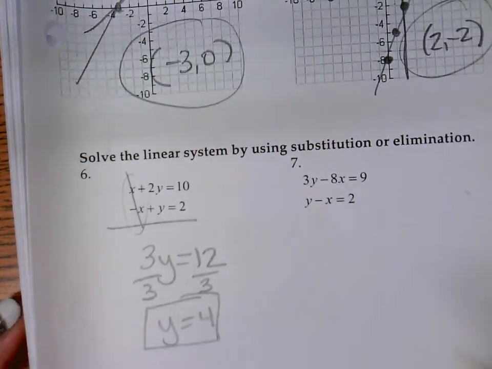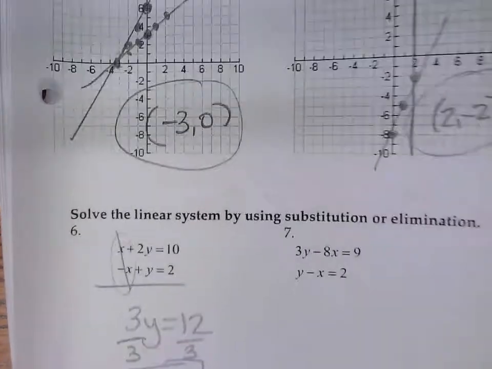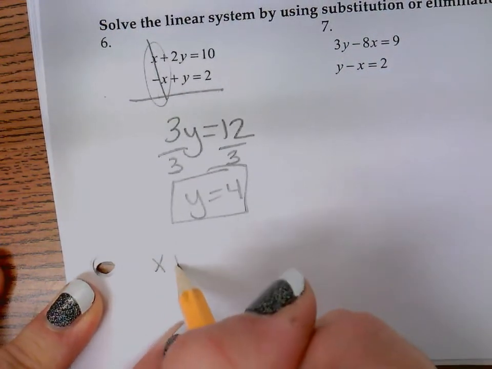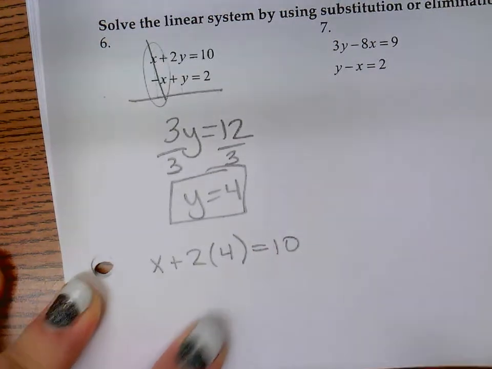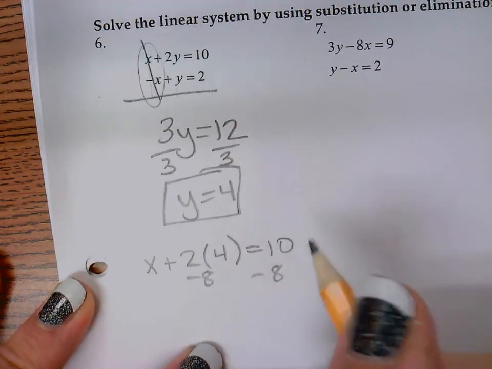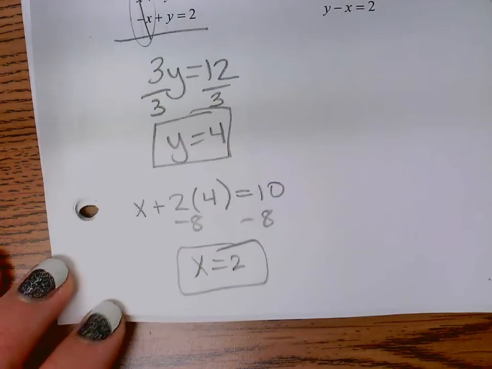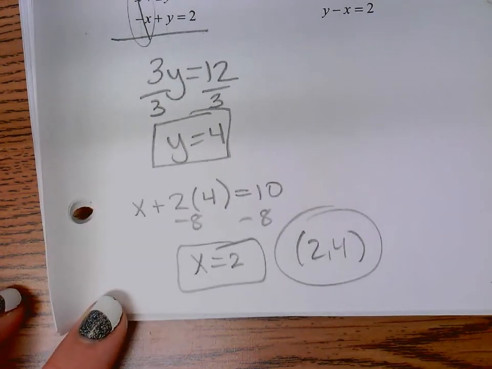And then remember, I have to plug that back in to one of the top equations. So X plus 2 times 4 equals 10. 2 times 4 is 8. So when I subtract 8 from both sides, I get positive 2 for X. So my final solution is 2, 4. Always put X first.